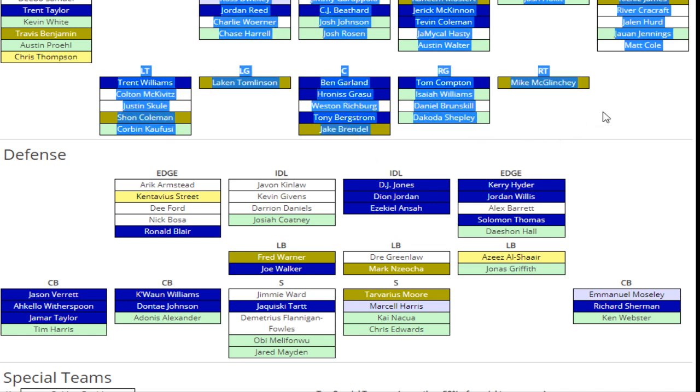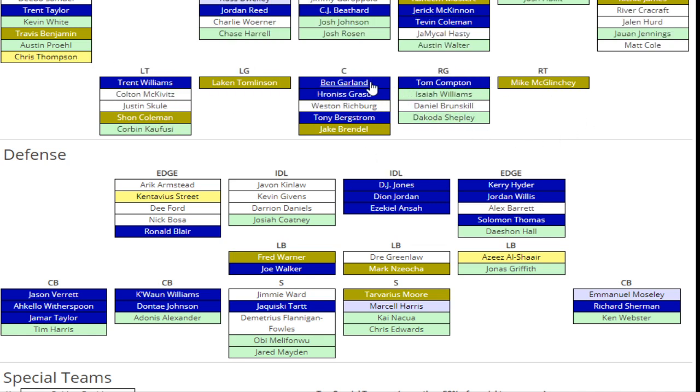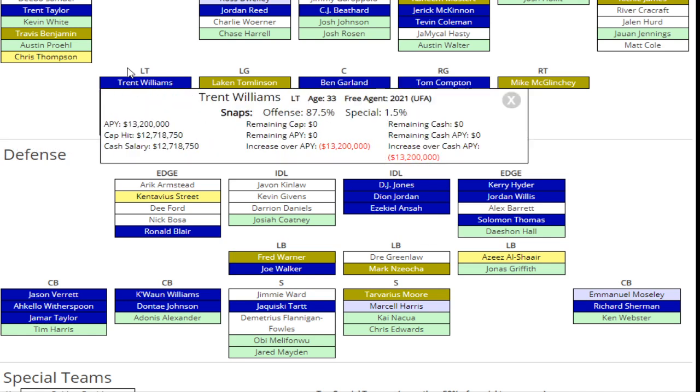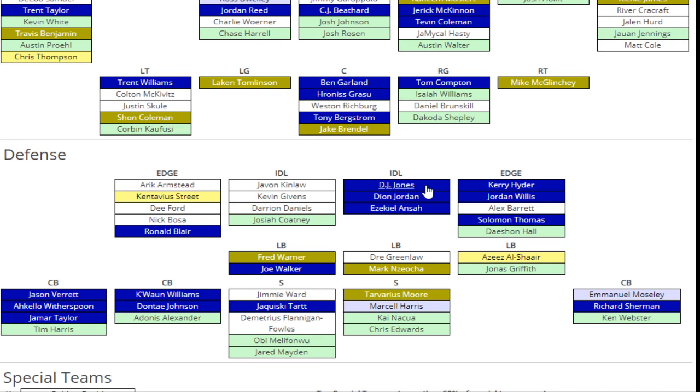Offensive line, look at this. Mike McGlinchey is obviously going to be sticking around for a while, but you've got a lot of guys here, 32 years old, 33 years old, 33 years old, all free agents. Offensive line is also going to be important. Doesn't really matter for what we're doing right now, but again, it's another thing. And if you really want to do this right, you've got to put in all this work.